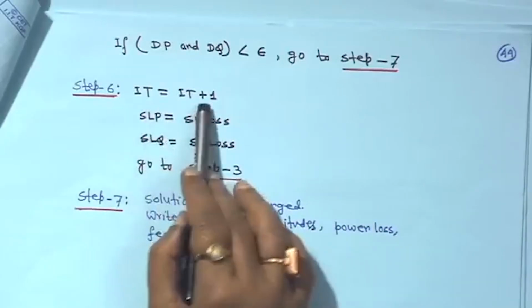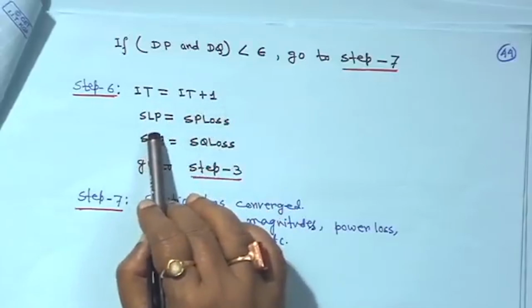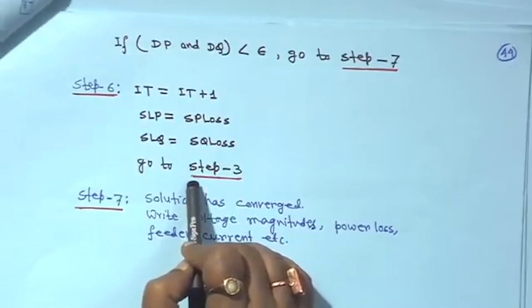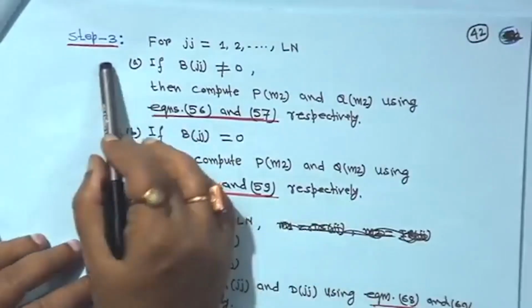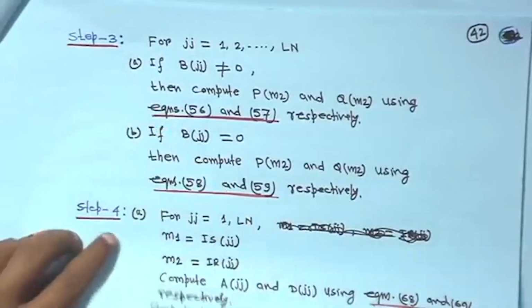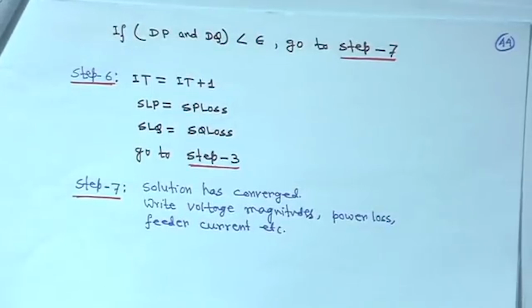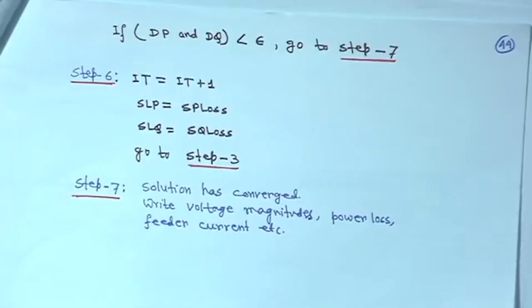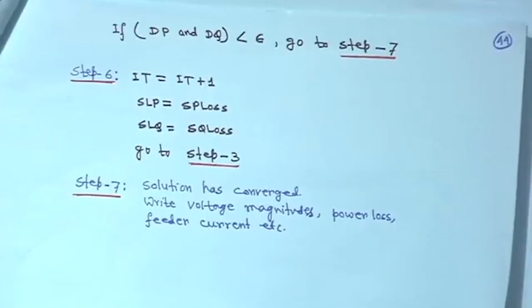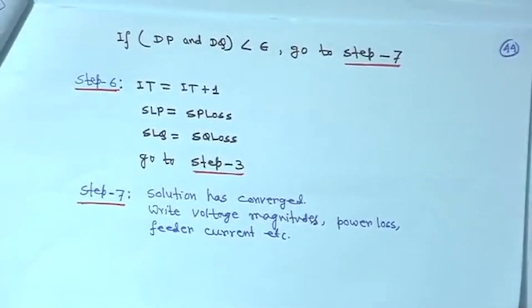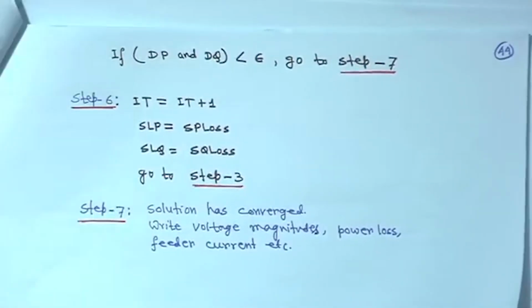Otherwise, increase the iteration count, IT is equal to IT plus 1, replace SLP is equal to SP loss, SLQ is equal to SQ loss, and go to step 3. That means you come to step 3 here, and it will go. For this load flow, only a few steps are there, very simple, and for a realistic size of distribution network, you will find it converges in hardly 3 to 4 iterations. But note that it is not like the Newton-Raphson method, where Jacobian and other things are needed, nothing is there.